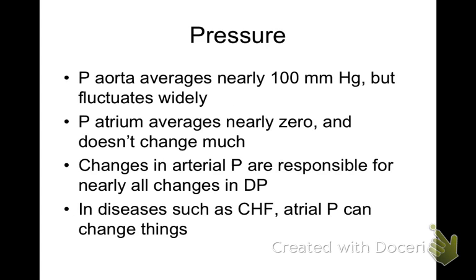So we're going to round it off to about 100 millimeters of mercury, and of course it fluctuates depending on your exercise. Atrial pressure is nearly 0, and even if you're exercising vigorously, it's not going to change much unless you have something like congestive heart failure. And if you have congestion, that is blood sitting in the heart and the heart's too weak to pump it out, your atrial pressure can go up, and that's going to reduce the delta P, and that will reduce flow. And of course, that can be life-threatening in situations like that.